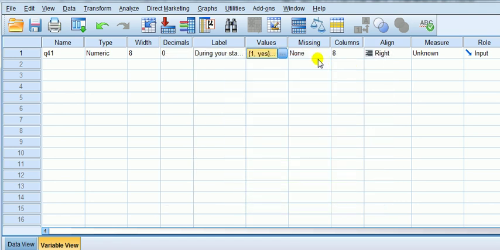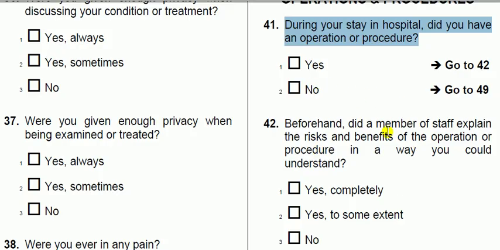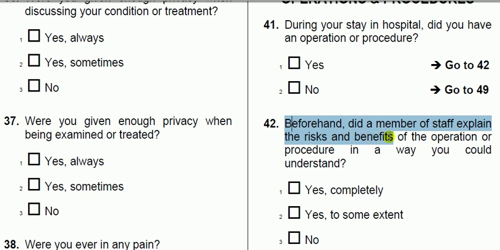I'm going to assume here they've got no missing values. I did show you in the other two videos how to deal with missing values. Clearly this is a nominal measure, so we'll change it there. Then we'll go on to question 42, and we'll set up in a similar way. I won't do it for 49 because it's the same principle, I'll just keep this simple.